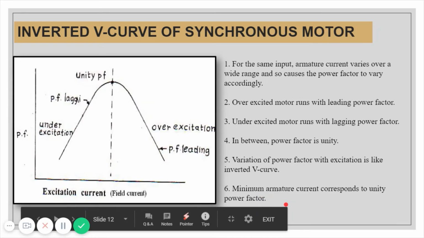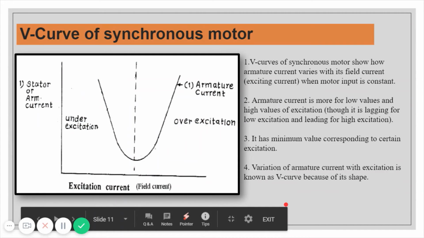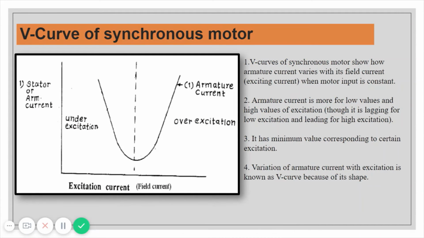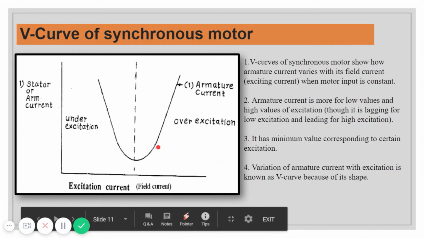V curves of a synchronous motor show how the armature current varies with the field current or the exciting current when motor input is constant. Armature current is more for low values and high values of excitation, though it is lagging for low excitation and leading for high excitation. It has a minimum value corresponding to a certain excitation. The variation of armature current with the excitation is known as a V curve.